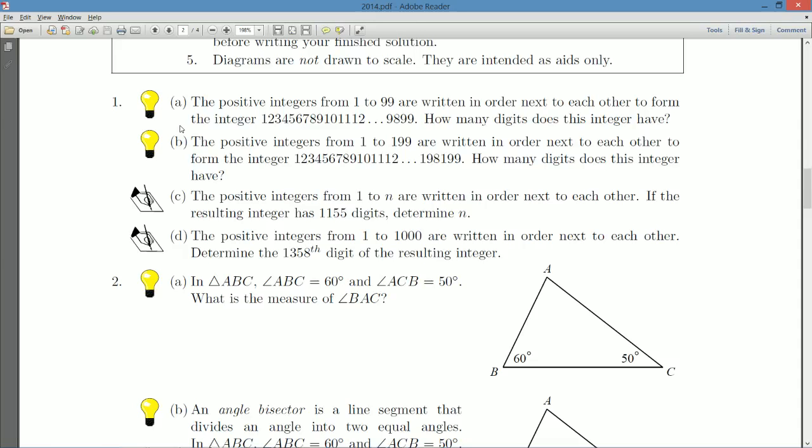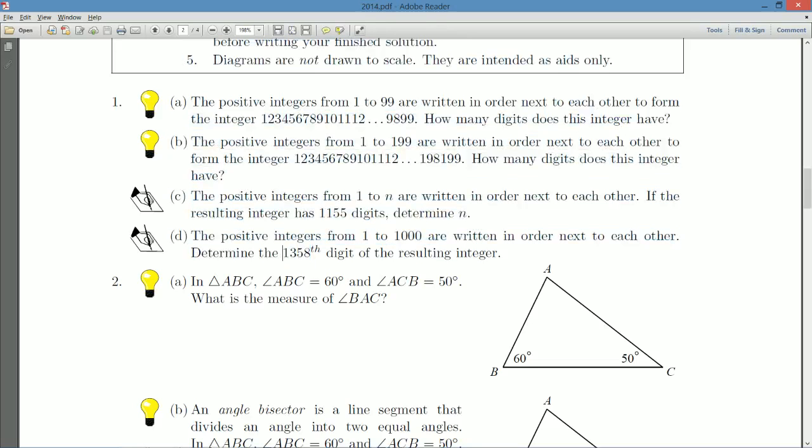D part. The positive integers from 1 to 1000 are written in order next to each other. Determine the 1358th digit of the resulting integer. Okay. Now we had 1155, and that was when n was 421. So I have to imagine he's probably in the 400s or 500s, just based on how closely 1300 and 1100 are.